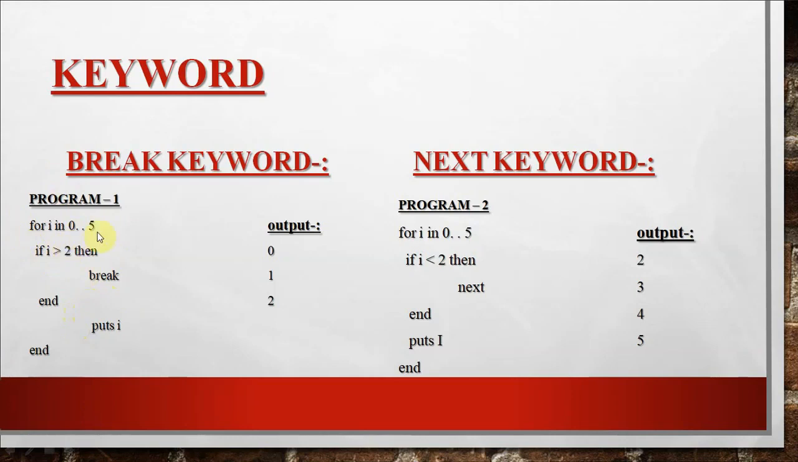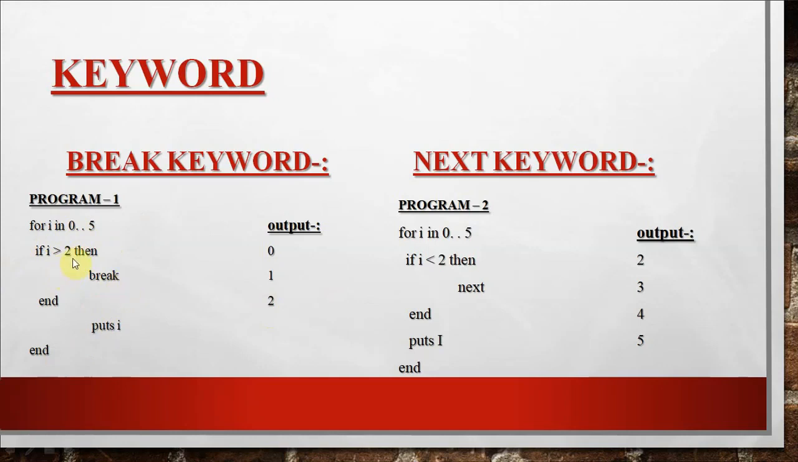In second round, I will be 1. So is 1 greater than 2? No, so it will not break. And we will print the value of I. So it prints I equals to 1. Then in third round, the value of I is 2. Is 2 greater than 2? No. Then again we won't break, and we'll print the value of I. 2 will be printed. And in the next round I will be 3. 3 hogi. 3 is greater than 2. Then we'll come to break.